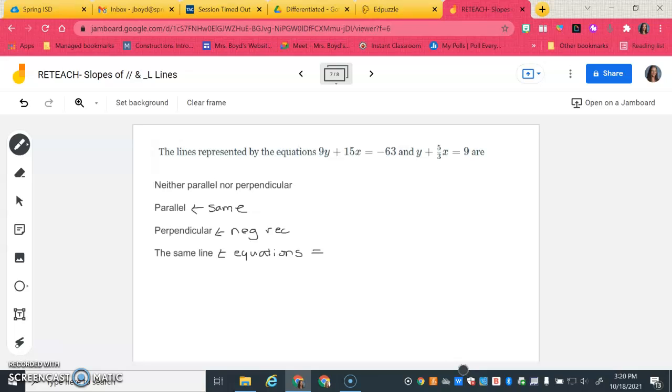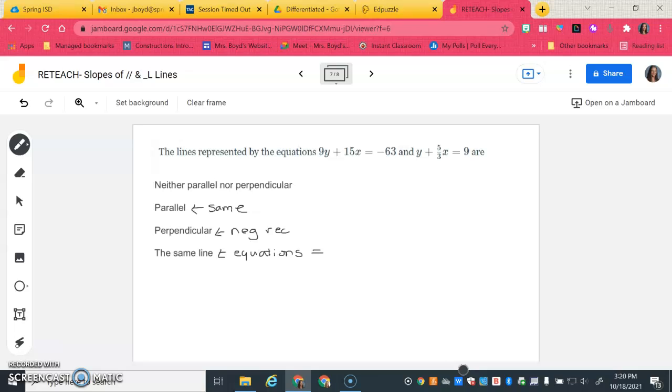So we have to double check and make sure our equations have different y-intercepts. And if neither one of these applies, then it's going to be neither parallel nor perpendicular. So if I look at my equations, this one's not quite in standard form. These two are switched. We're still going to solve for y. Here, again, they're not quite standard form, but we're still going to solve for y.